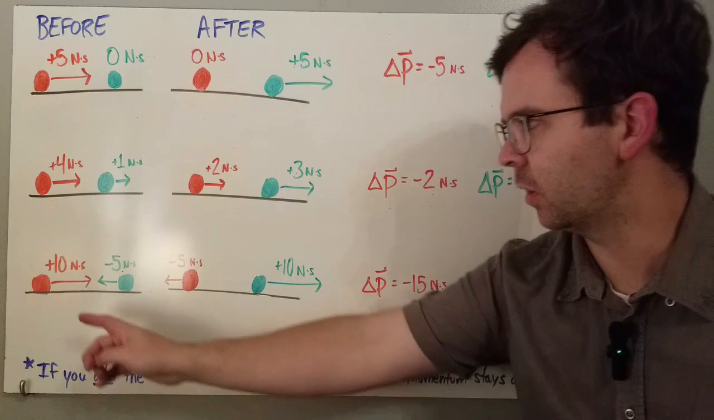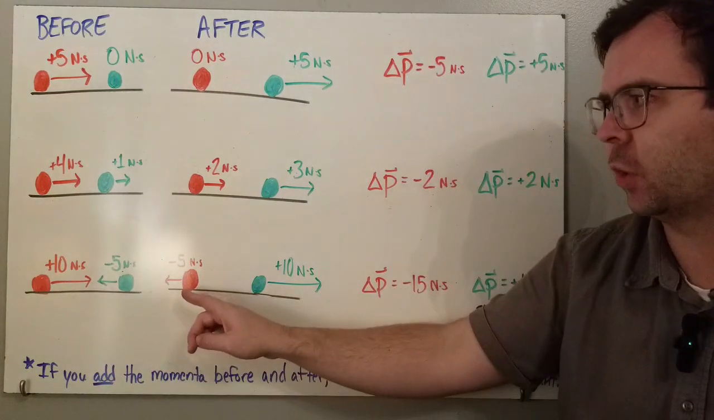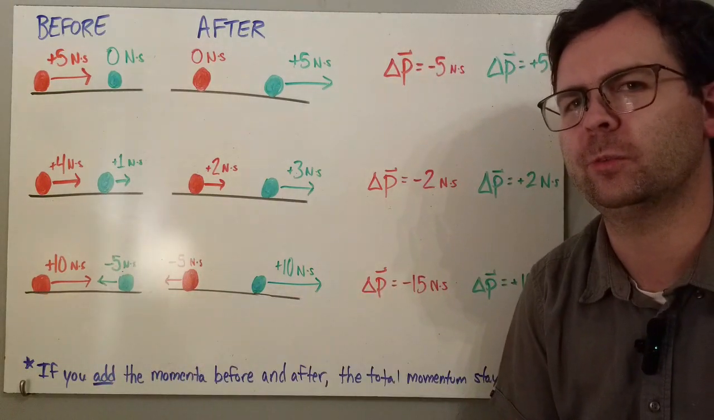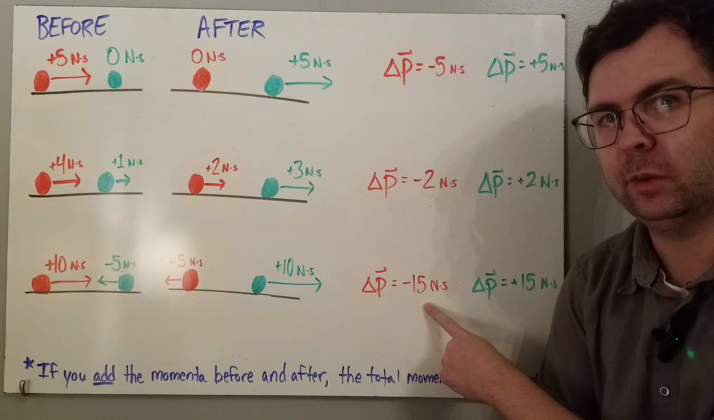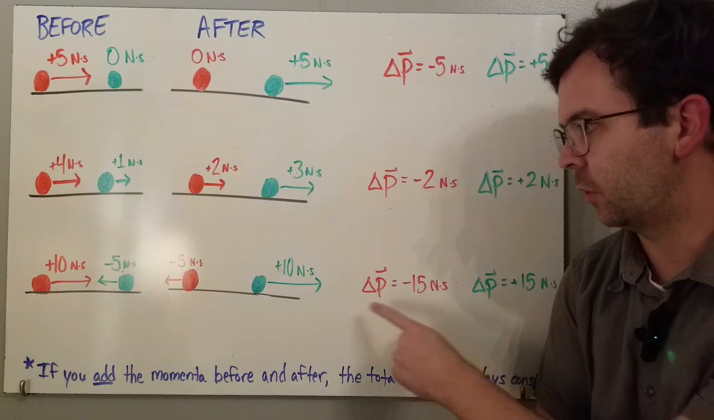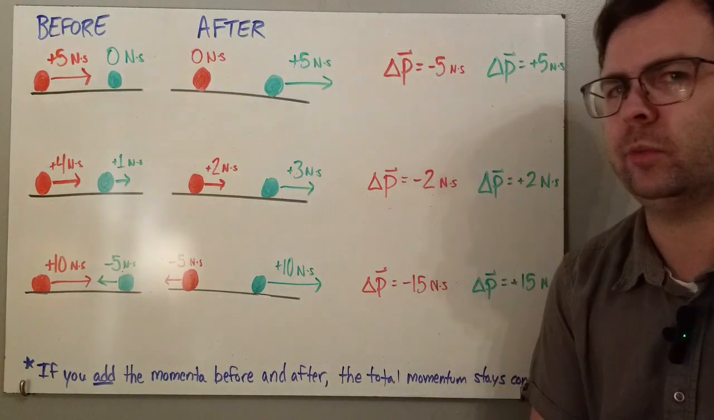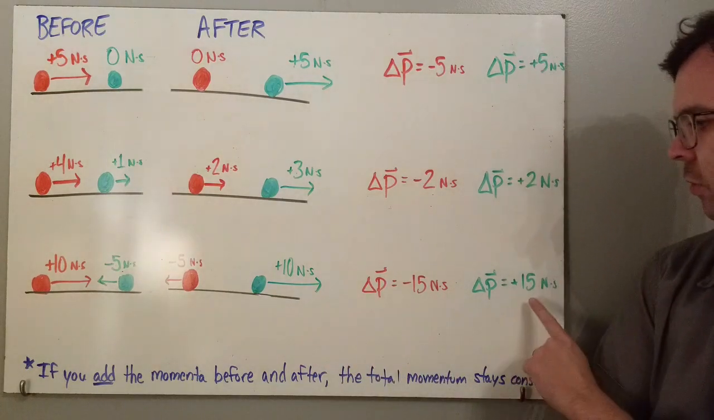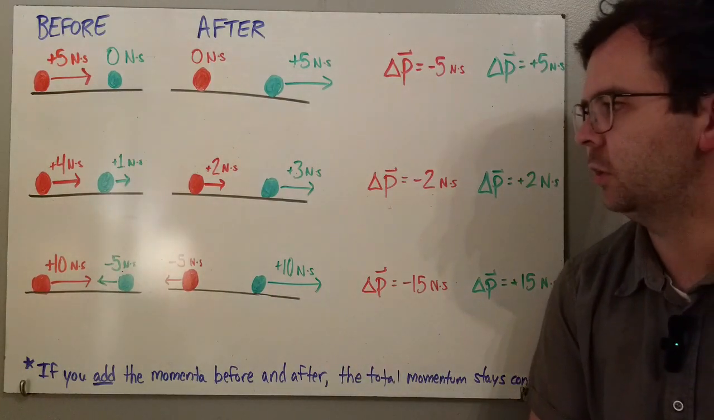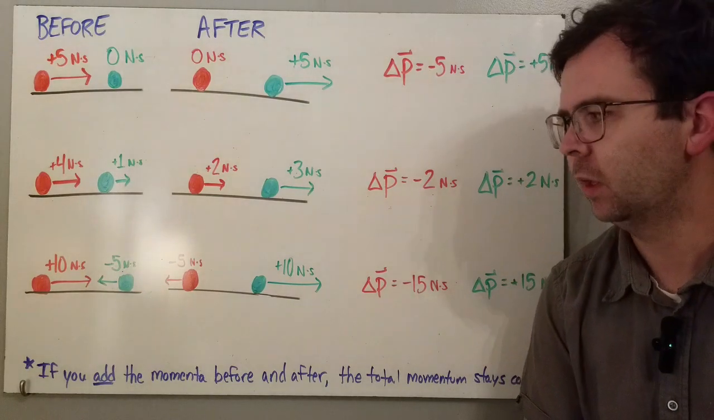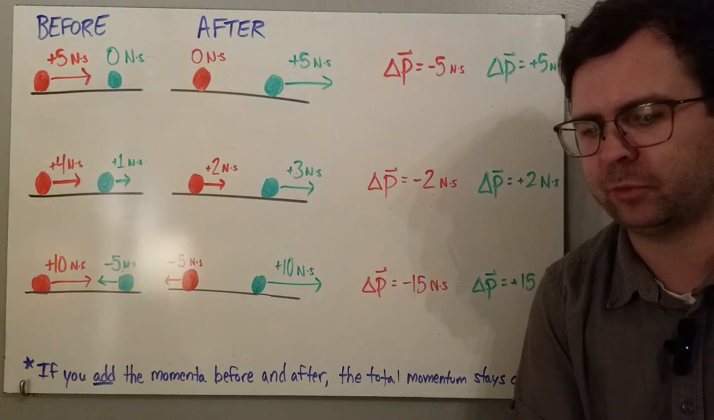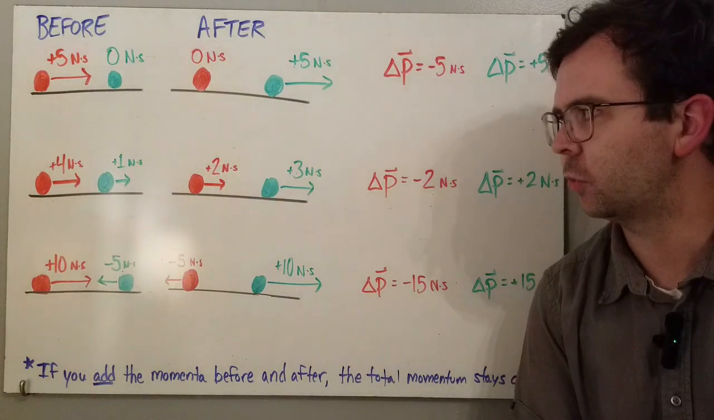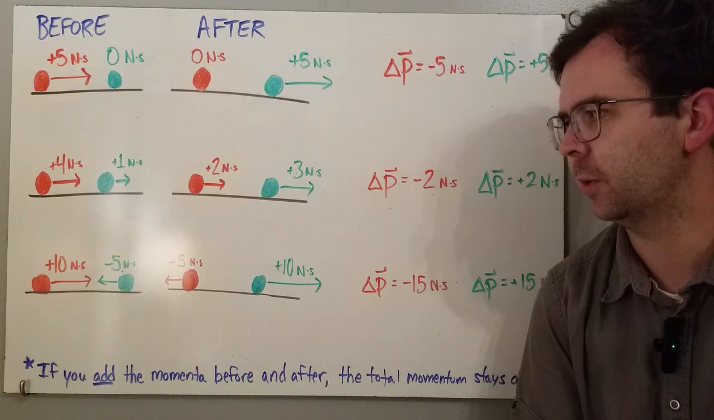What's the change here in the red ball's momentum? It goes from a positive 10 to a negative 5. So that's a change of negative 15 Newton seconds. And the green ball goes from negative 5 Newton seconds to positive 10, and so that's a gain of 15 Newton seconds of momentum. So if you look at this, it's always equal but opposite changes in momentum for any two colliding balls here.